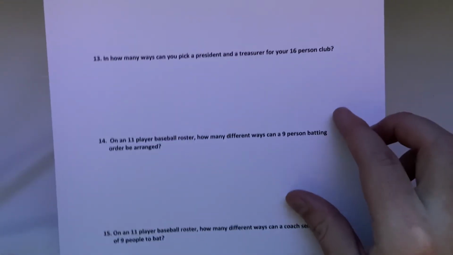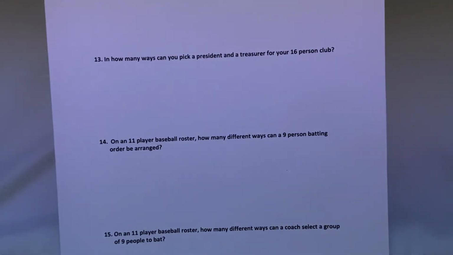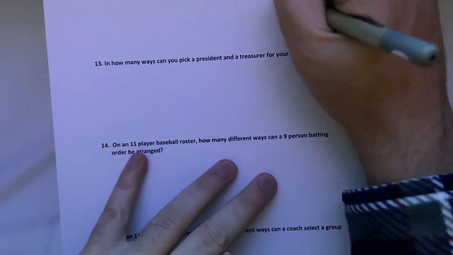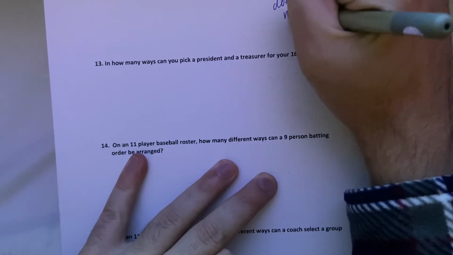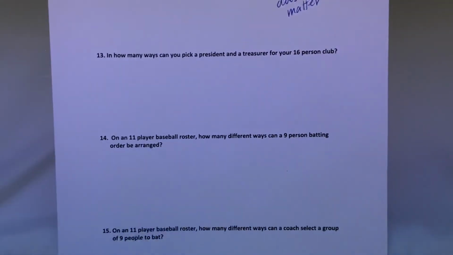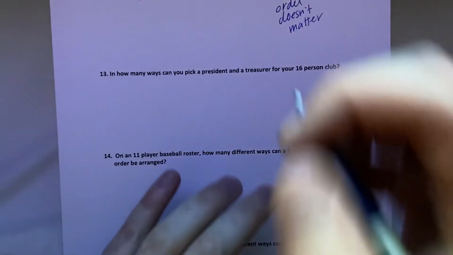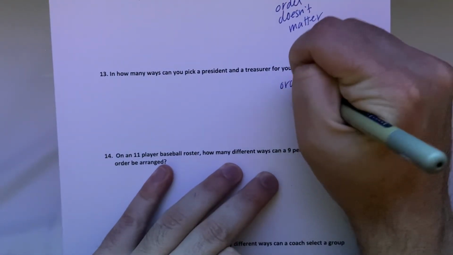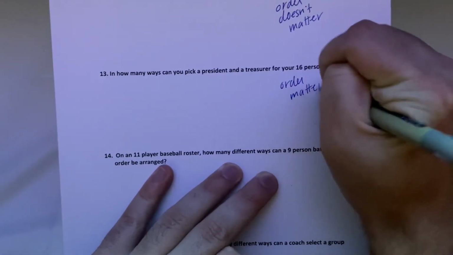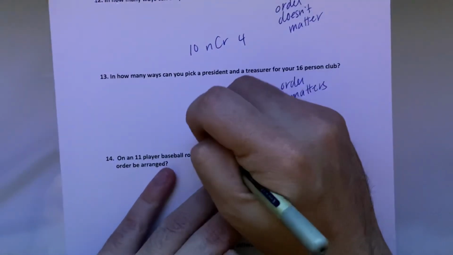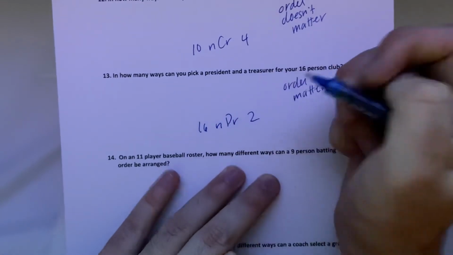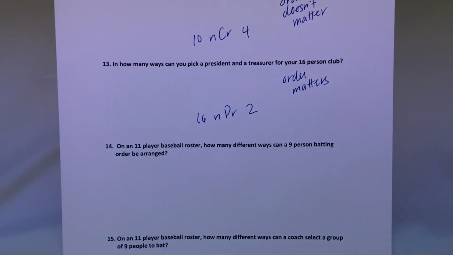So sometimes the wording here is a little bit subtle on which one you're going to do. In how many ways can a 4-person committee be selected from a group of 10 people? This one, order doesn't matter, it's just a committee. But in how many ways can you pick a president and a treasurer for your 16-person club? This one, order does matter. So this one would be 10 nCr 4. This one is 16 nPr 2. And then you'd put those in the calculator.